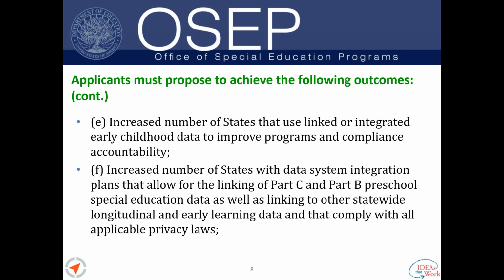Projects must also achieve, at a minimum, increase the number of states that will use linked or integrated early childhood data to improve programs and compliance accountability, increase the number of states with data systems integration plans that allow for linking of Part B and Part C special education data, as well as linking to other statewide longitudinal and early learning data, and that comply with all applicable privacy laws.